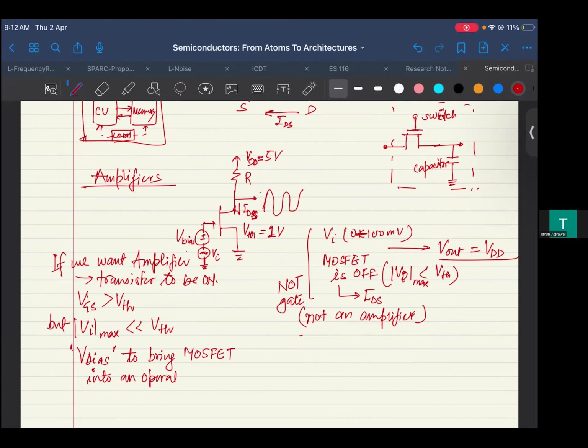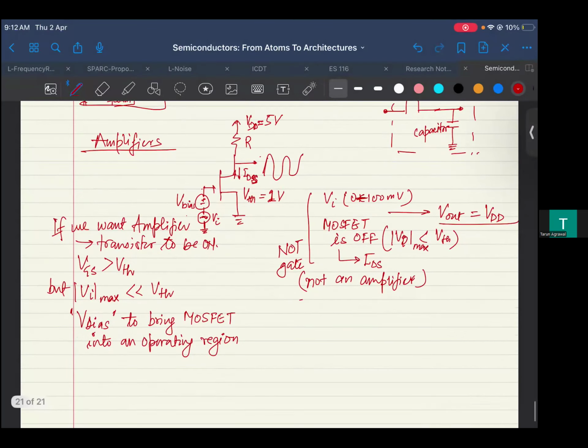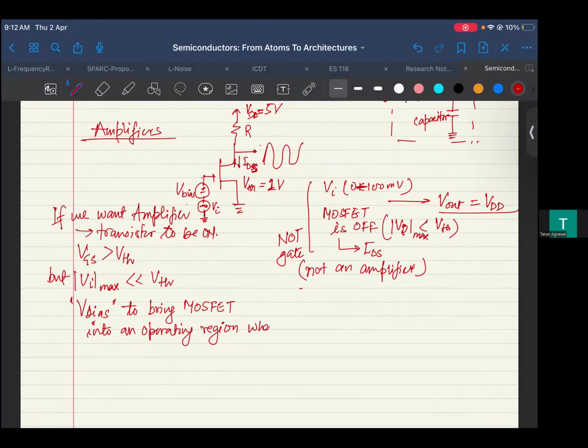because it was just watching, it was just off. So you now bring it into the game, where you say, okay, you are now in an operating region where you have a chance to amplify, right? At least give it a chance. So for giving it a chance, you have to make it on, and that is what you do with this bias voltage.